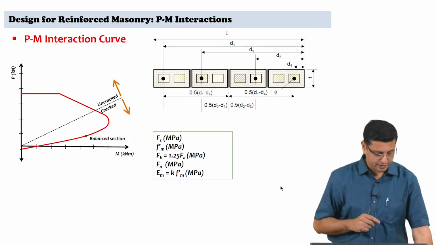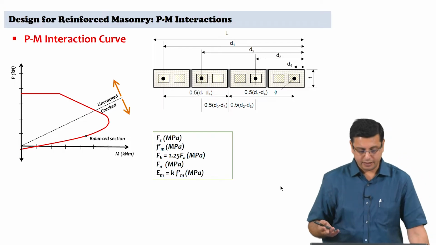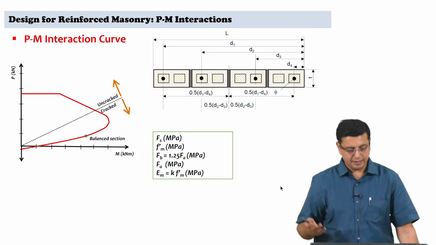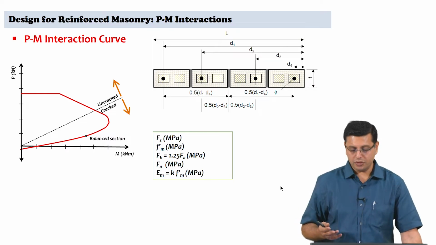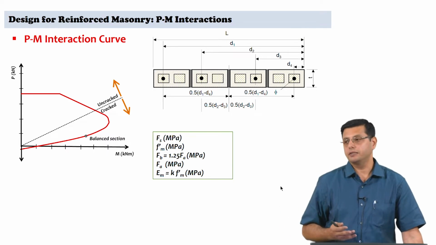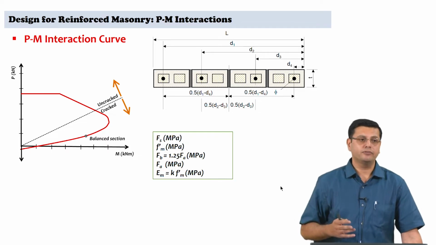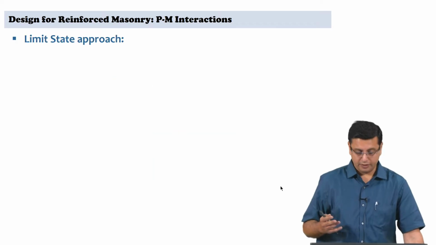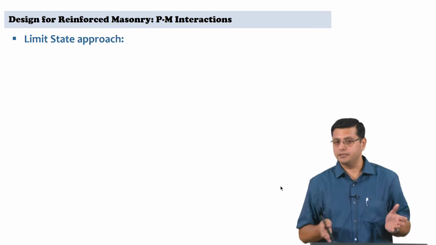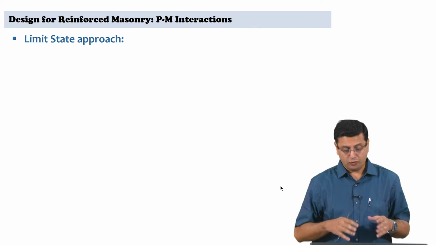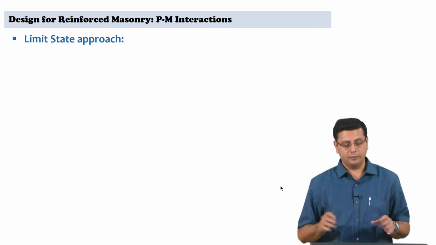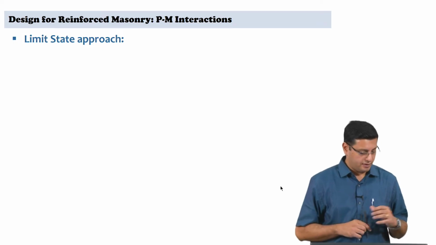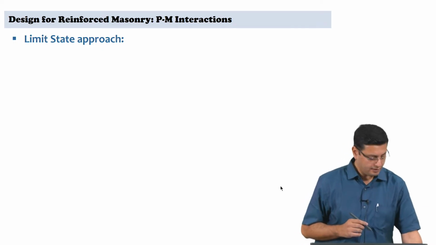This was the interaction curve for the working stress approach. It is instructive to examine the interaction surface that you will get with the working stress approach and compare it to the interaction curve that you will get for the limit state approach. So the limit state approach is what we will look at, what considerations you will have to make. Of course, our design is completely in the working stress approach, so this is only an exercise that you will do as far as the interaction curves are concerned.